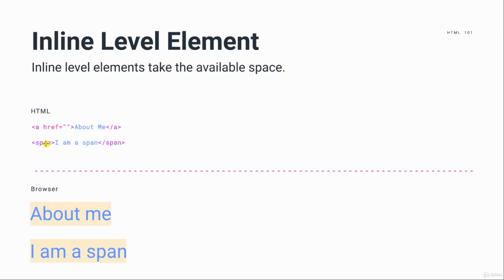Span elements are another inline level element. For example, you can put the span element even inside the about me element and then wrap it around the "about" and make it bold, or style the "about" differently. And again, I am a span. Span level elements also take the available width and they don't go across the whole browser. Let's jump into the action and see a few examples of inline level elements.